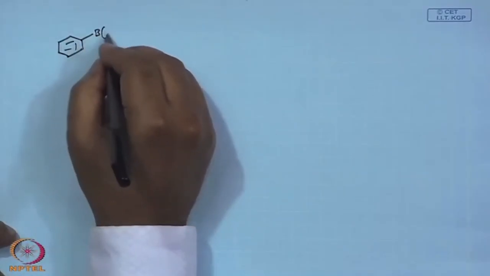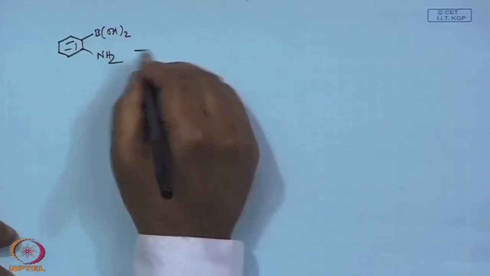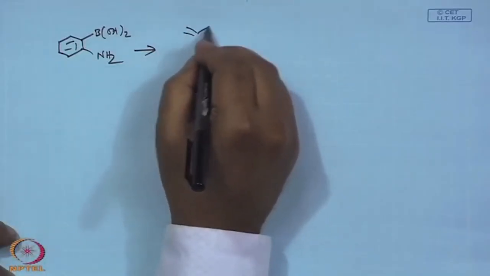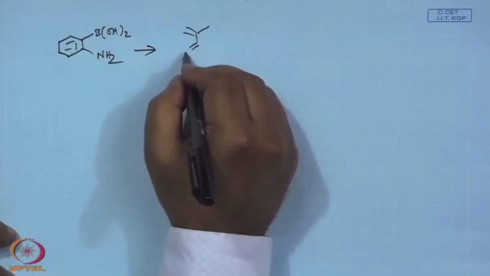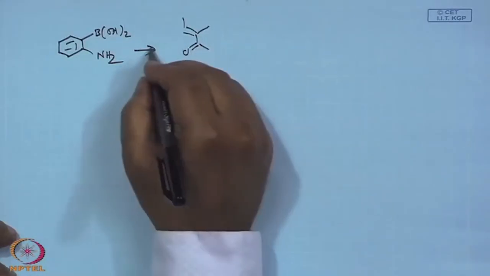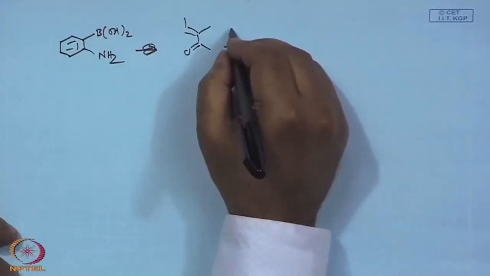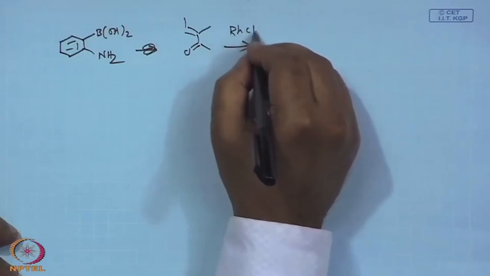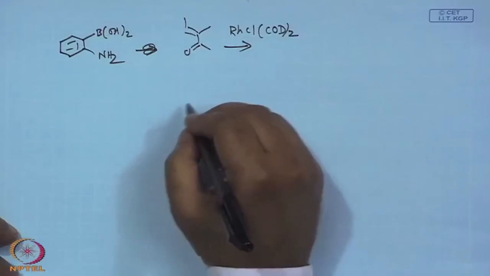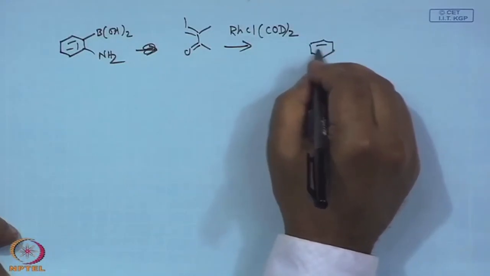What does it begin with? It begins with again an ortho disubstituted aniline derivative, but eventually it is reacted with alpha beta unsaturated ketones of this kind, and the reaction takes place in the presence of rhodium chloride and cod. And what does it do? It is a typical Michael addition kind of thing.